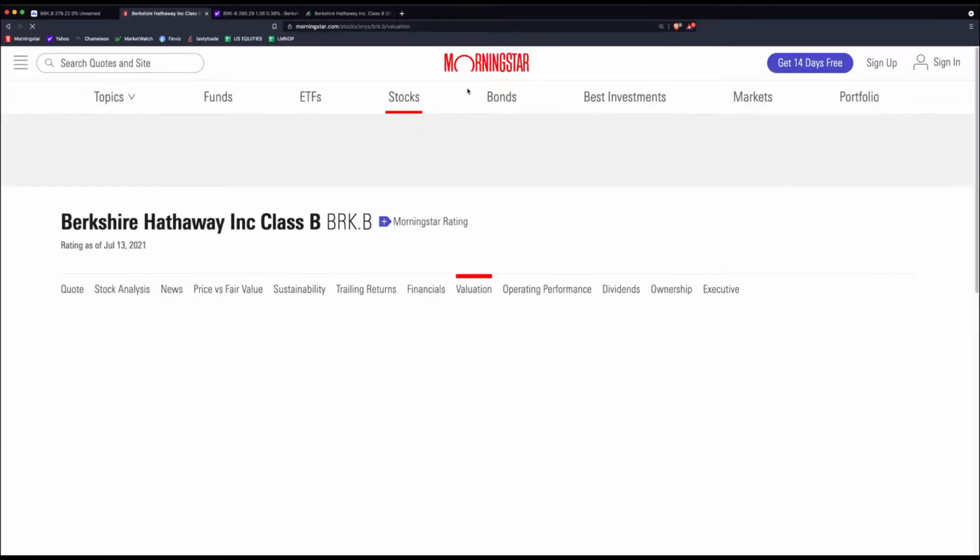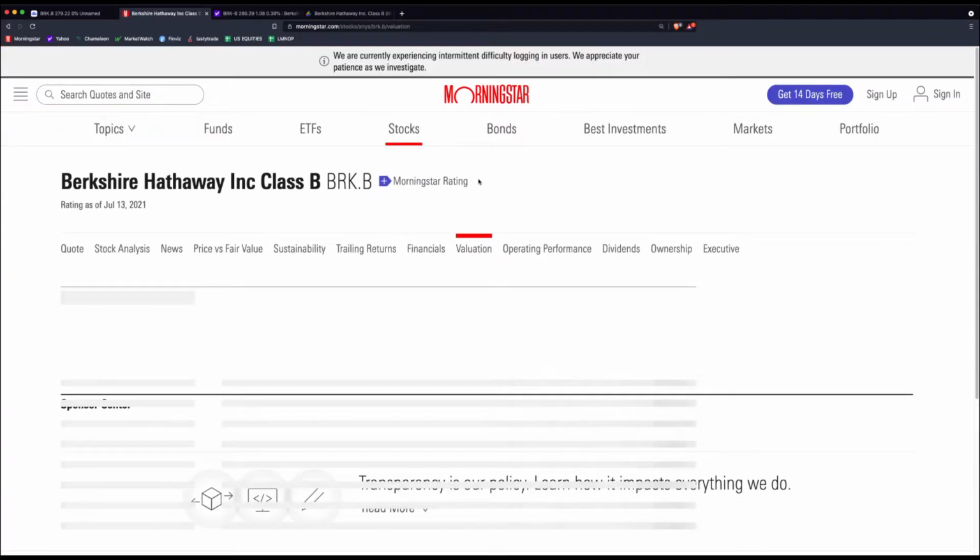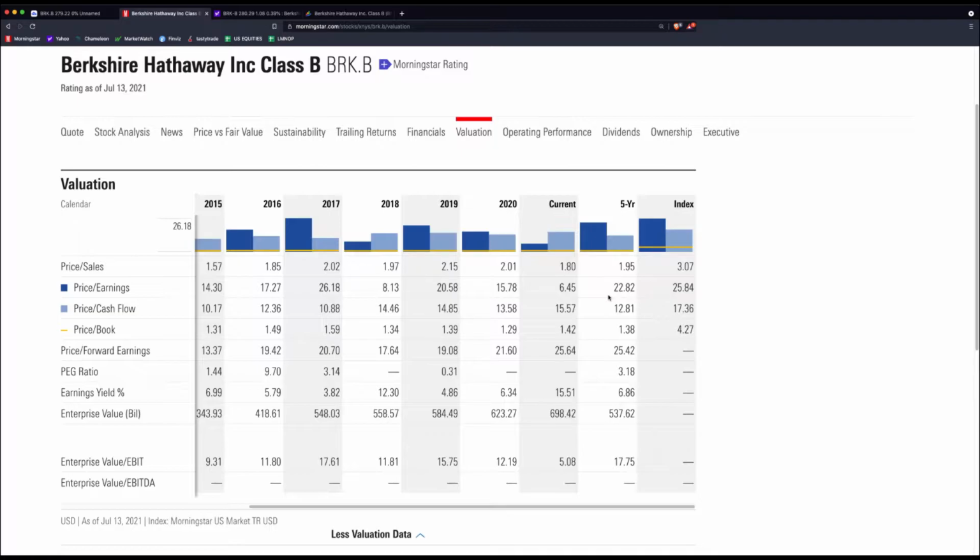Valuation, we can see that the price to earnings ratio, the 5-year average is 22.82 and the current is 6.45. So actually the current price to earnings ratio is below the 5-year average. So this is just another place that we can see this information.